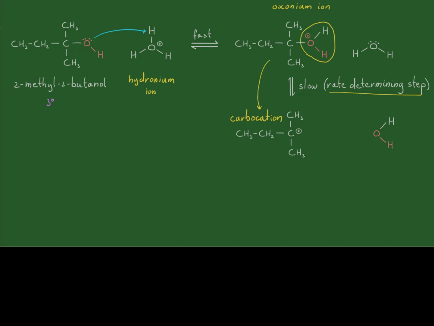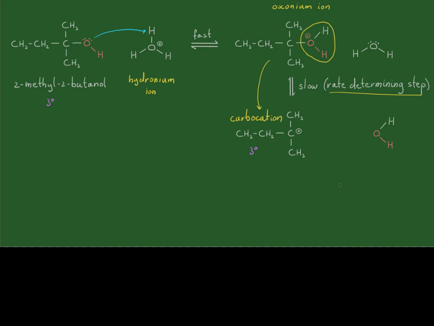Note that this is a tertiary carbocation. The carbon that carries the positive charge is bonded to 3 other carbons. Please recall that tertiary carbocations are more stable than secondary carbocations, which in turn are more stable than primary carbocations. That means that tertiary alcohols or tertiary carbons will be more susceptible to an SN1 mechanism because they lead to a stable tertiary carbocation. Fair enough.